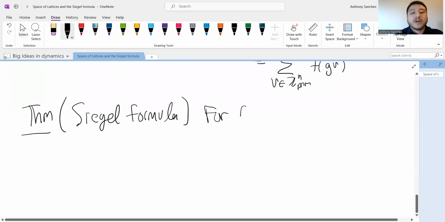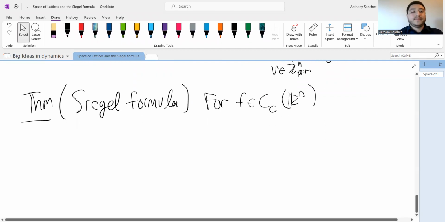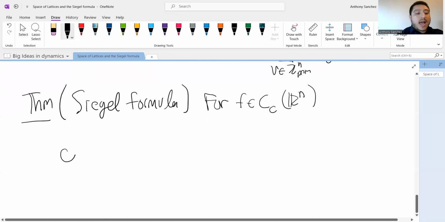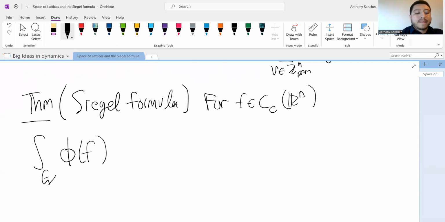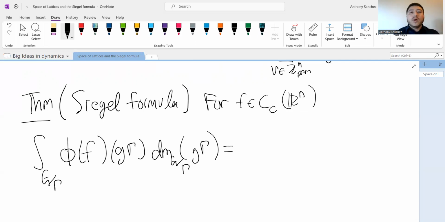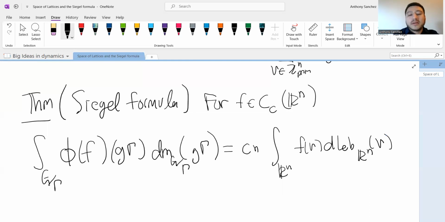So for a function on R^n that's continuous and has compact support, I may be interested in integrating the Siegel transform of this function with respect to this Haar measure that lives on G mod gamma, on the space of lattices. And how can I integrate this function? Well, I'm able to integrate this very simply. I just have to integrate the original function over R^n with respect to Lebesgue measure on R^n, at least up to a constant.